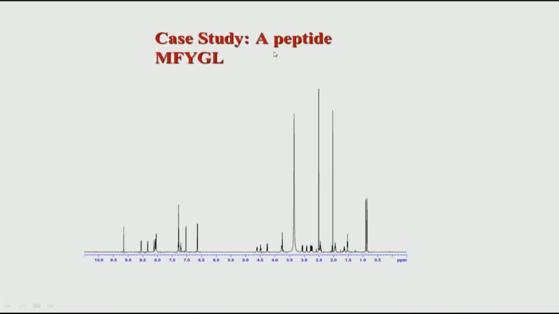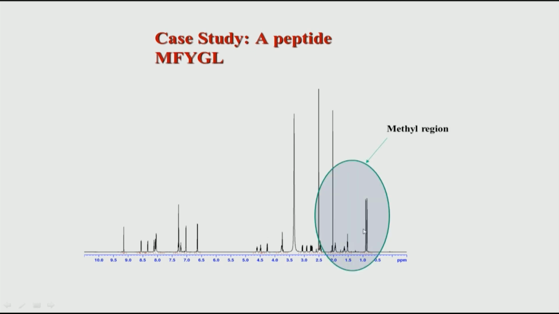This is the peptide we are going to look at, to see how we can assign it using the approach we have just learnt. This is a 1D spectrum of this MFYGL peptide. M is methionine, then phenylalanine, tyrosine, glycine and leucine. Looking at this 1D spectrum, it is not possible to assign because there are a lot of overlapped peaks and the multiplet structure is not clearly visible. So, we will have to use the 2D approaches that we have learnt in this class.